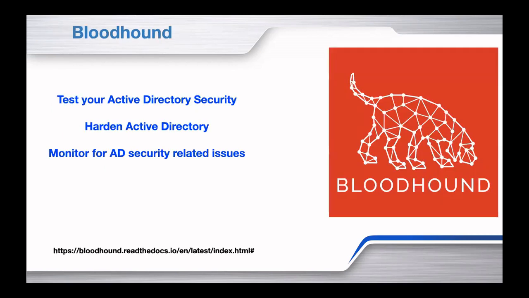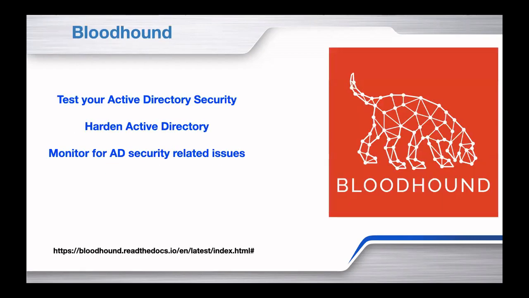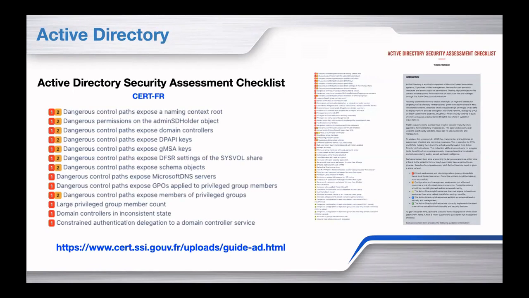Bloodhound is a great tool, but it's a little bit more complex to use. Ping Castle is a lot easier to get started with. But this is also really, really useful for finding permission problems, and it can even help you with hardening Active Directory. One other reference that I think is useful, and again, I'm just trying to help people deal with all the ransomware stuff going on, is there's a really good Active Directory security assessment checklist from the French CERT. And that link is here at the bottom of the page.